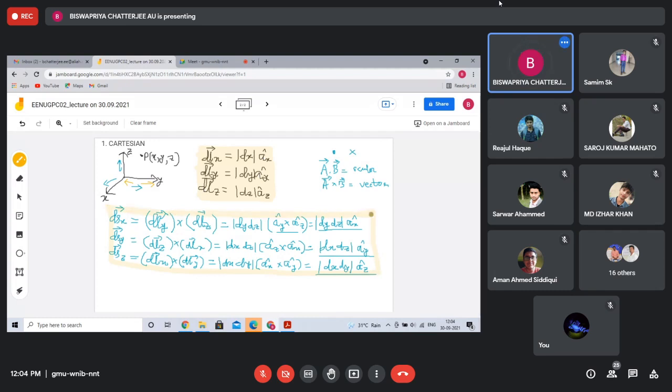Okay, so all differential surface elements are vectors. Any doubt, you can ask me. No, sir. And then you have no doubt.